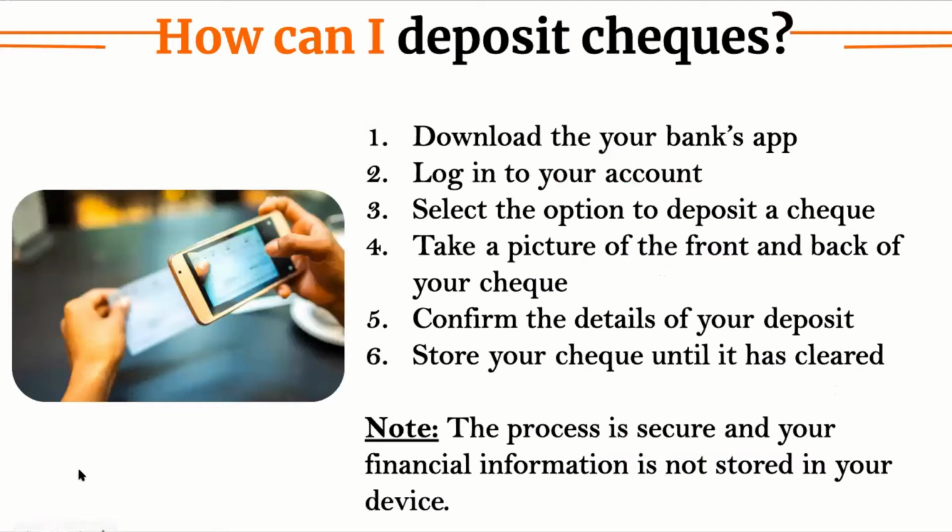How can I deposit checks? Download your bank's app. Log into your account, then select the option to deposit a check. Take a picture of the front and back of your check. Confirm the details of your deposit. Store your check until it has cleared. Note: the process is secure and your financial information is not stored in your device.